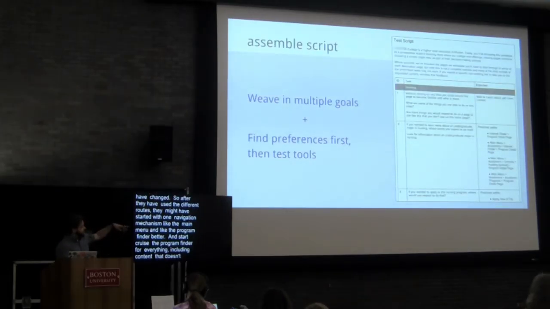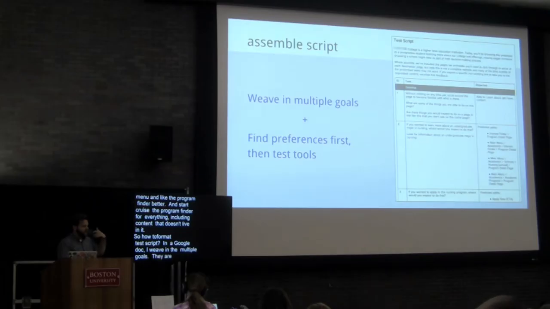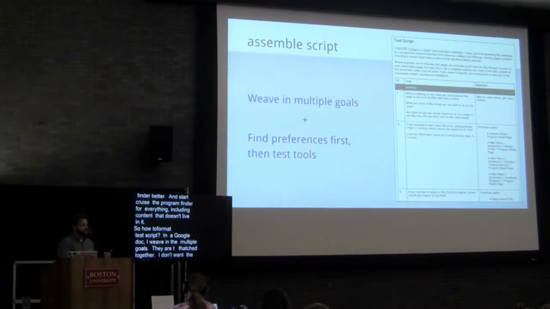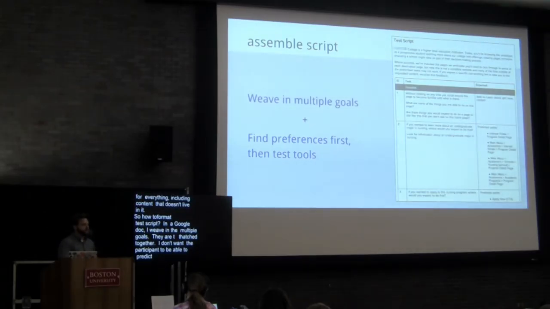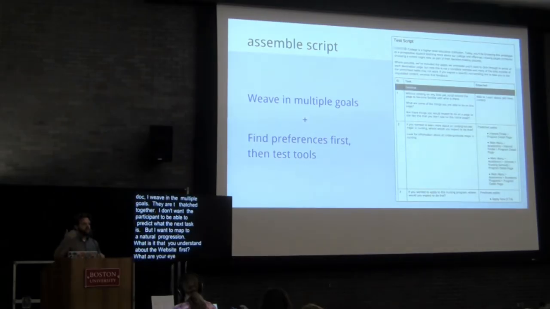So how do I format that test script? What I do here is in just a Google Doc, I outline all my questions in order, and I weave in multiple goals. I have them all kind of thatched together. I don't want my participant to explicitly be able to predict what the next task is, but I also want to map to a natural progression through the information. What is it that you understand about the website first? What are your eyes drawn to? Now, if you were looking for this thing or that detail, do all of these different things in different orders.